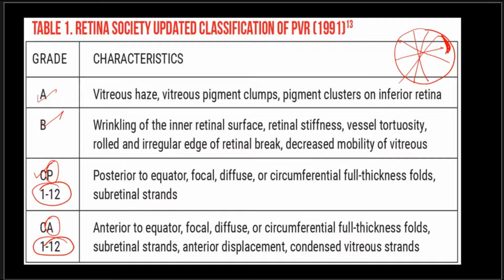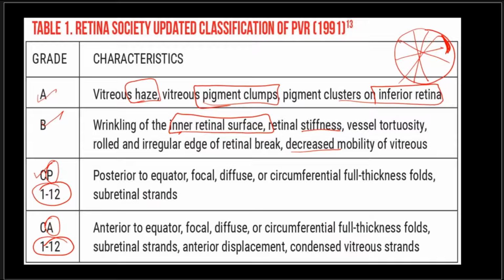Okay, so in grade A, you will see just vitreous haze and vitreous pigment clumps, and mostly they are seen in the inferior retina. In grade B, there will be involvement of the retina, but only on the inner retinal surface. So you will see wrinkling of the inner retinal surface. The retina will become stiff, but still the mobility of the vitreous is going to be present. There might be decreased mobility, but you really don't have those fixed retinal folds that you see in case of grade C PVR.